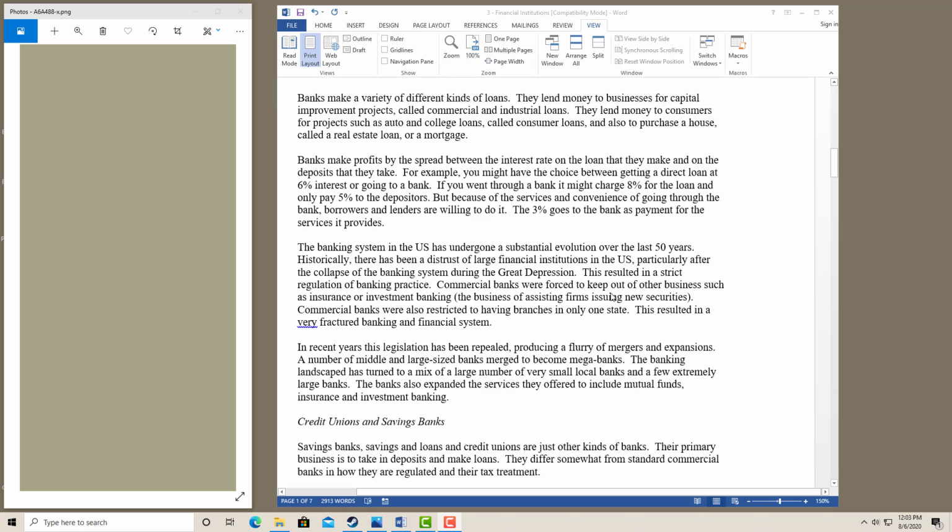We have a few paragraphs here about banking history. If you'd like to learn more about that, we offer a class, Finance 438, that talks a lot about financial institutions.